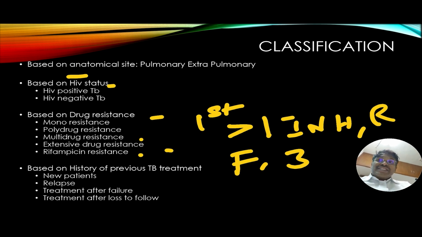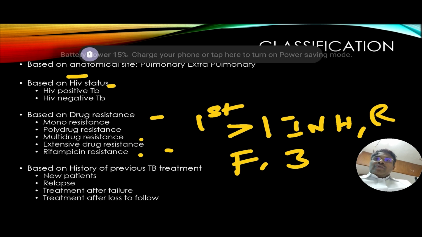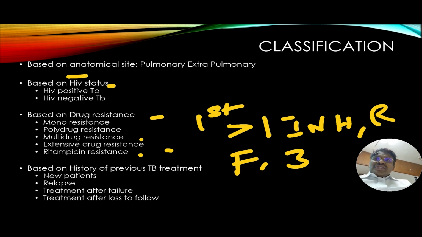Fourth one is based on history of previous tuberculosis treatment. New patients are those who have never been treated for tuberculosis or have taken anti-tuberculosis drugs for less than 1 month. Then relapse. Relapse is previously treated for tuberculosis and were declared cured or treatment completed at the end of their most recent course of treatment and are now diagnosed with a recurrent episode of tuberculosis. So here the patient is declared cured, but again he got tuberculosis. That is relapse. Whereas treatment after loss to follow up is previously treated for tuberculosis but declared lost to follow up at the end of their most recent course of treatment.